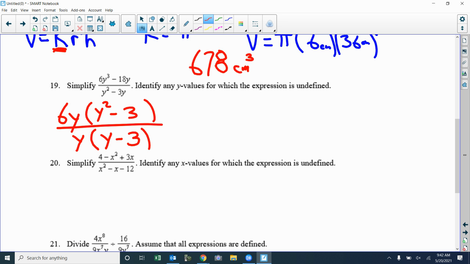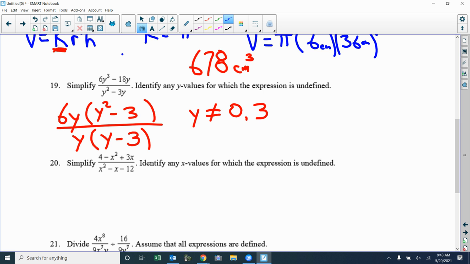Identify, so I'm just simplifying it, took GCFs out there. y cannot be, remember, whatever would make this go to 0. If I plug 0 in for y, I'm going to get 0, so y can't be 0. And the other option is, solving for that binomial, y can't be 3. So you're going to have that part of it, and then it's going to say, can you simplify the expression?